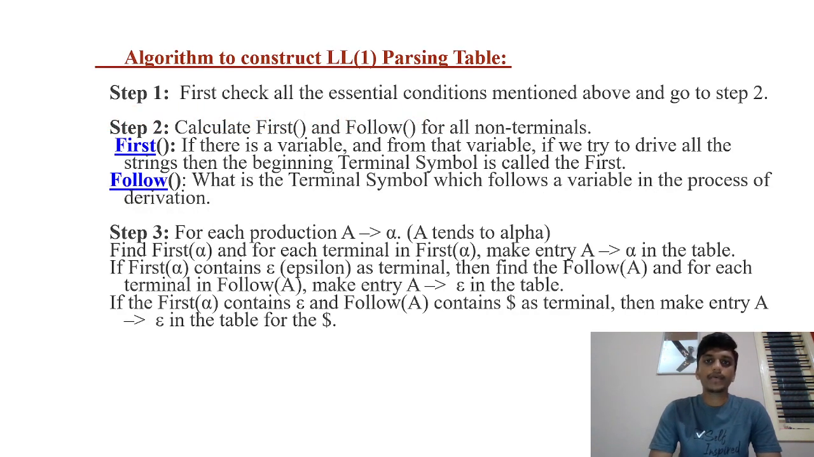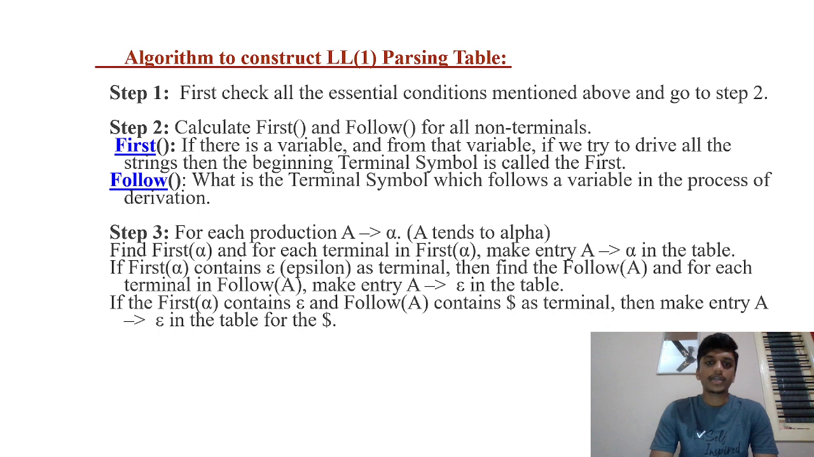Algorithm to construct the LL1 parsing table. Step 1. First check all the essential conditions mentioned above and go to step 2. Step 2. Calculate first and follow for all non-terminals. First: if there is a variable and from that variable we try to derive all the strings, then the beginning terminal symbol is called the first. Follow: what is the terminal symbol which follows a variable in the process of derivation?